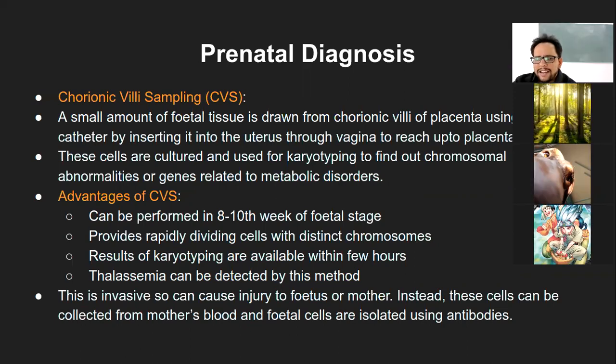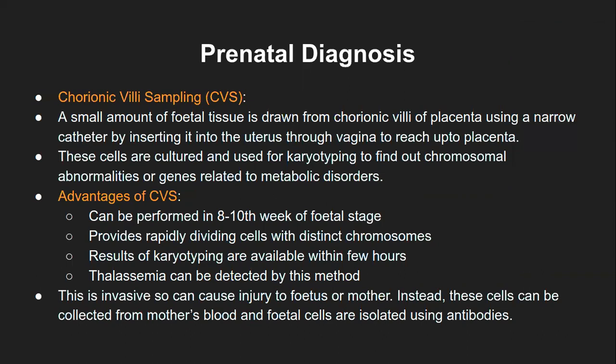Okay, so thalassemia refers to a disorder of the blood where the oxygen carrying capacity of the RBCs is reduced. It is a genetic disorder where the hemoglobin structure is altered, and that is what leads to this type of disorder. So that is thalassemia. One point with chorionic villi sampling is that it is invasive, right?